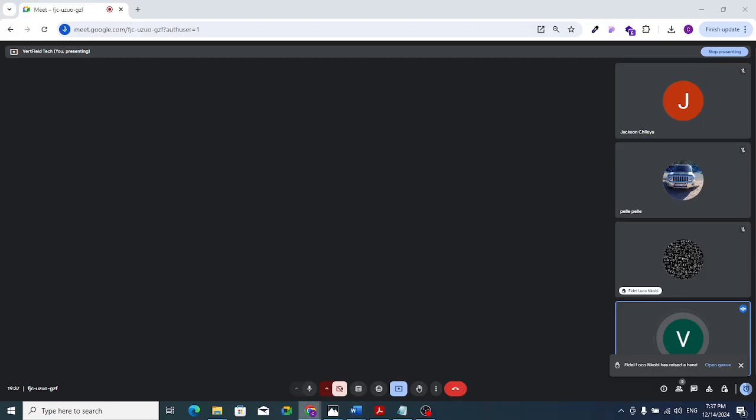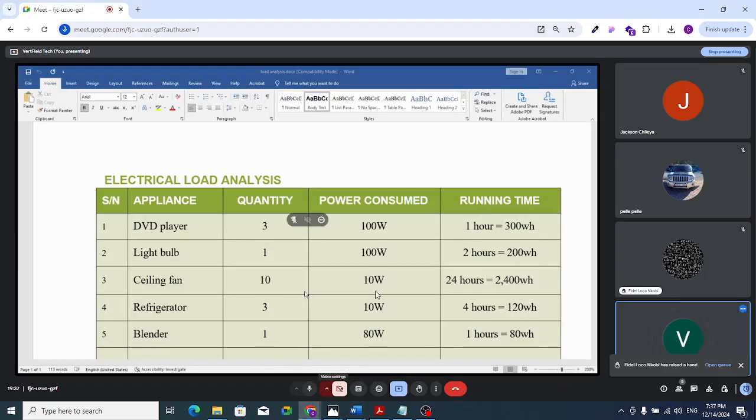On my screen, as you can see, this is a typical example of what we call a load analysis table. Why? Because it presents you with all the needed information for you to design a solar power system. This is the information you need to carry out an energy audit through the process of load analysis.